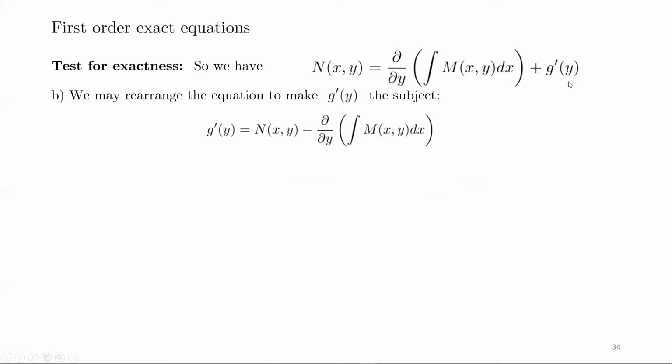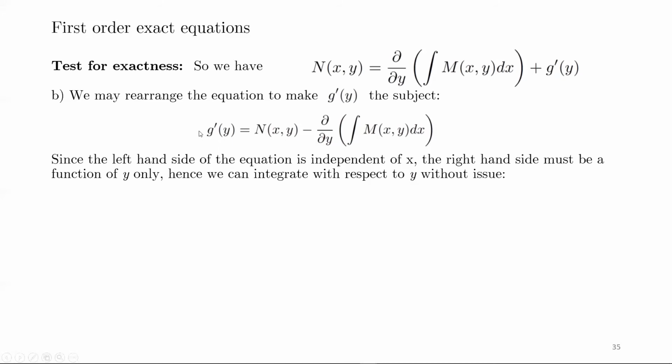If I make g prime the subject of this equation, then I get g prime is equal to n, take away this partial derivative with respect to y of the integral of m dx. And again, I can then evaluate what g is by integrating both sides with respect to y.